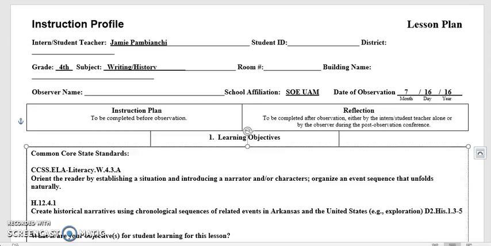The Common Core standards that I chose, the first one is literacy, and it's to orient the reader by establishing a situation and introducing a narrator and or characters, organize an event sequence that unfolds naturally. And the history standard is to create historical narratives using chronological sequences or related events in Arkansas and the United States.